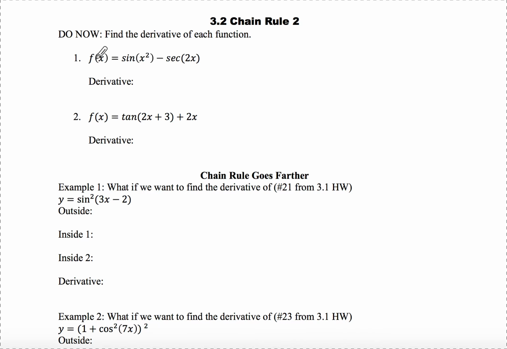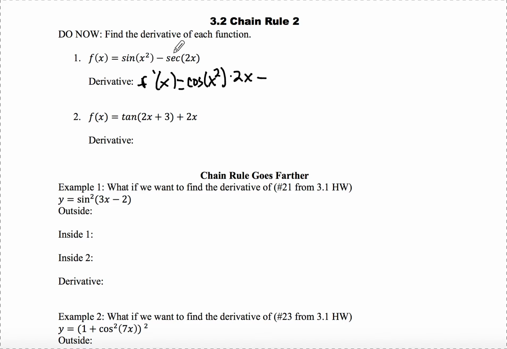I see here we have f of x, which is sine of x squared minus secant of 2x. If I need its derivative, I see it's separated by a minus sign, so let's just take each term individually. I see sine of x squared. I have an inside and an outside function, so this is going to be the chain rule. I always start with the outside and work my way in. So the derivative of sine is cosine, but I leave the inside. Then we multiply by the derivative of the inside, times 2x.